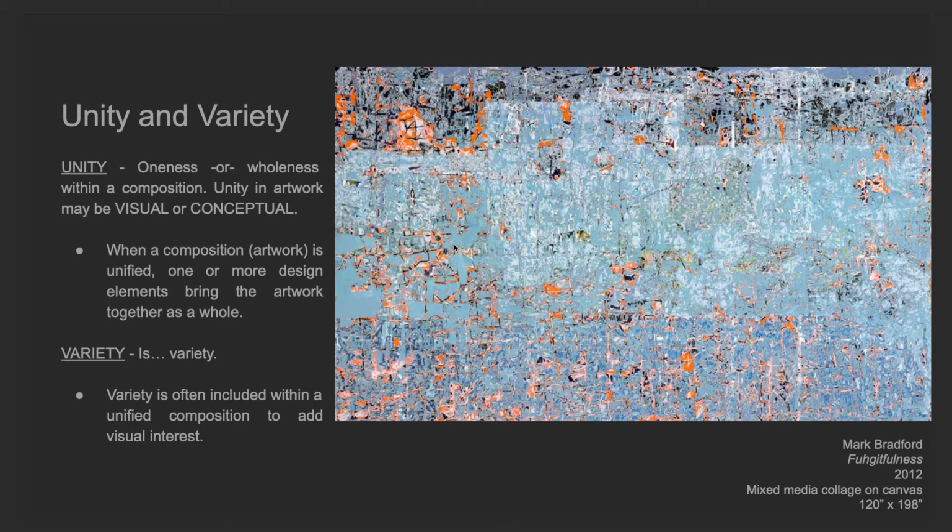So unity refers to a piece that has a oneness or a wholeness. Variety refers to variety in the artwork. Oftentimes, unified pieces add elements of variety in order to make the artwork interesting.